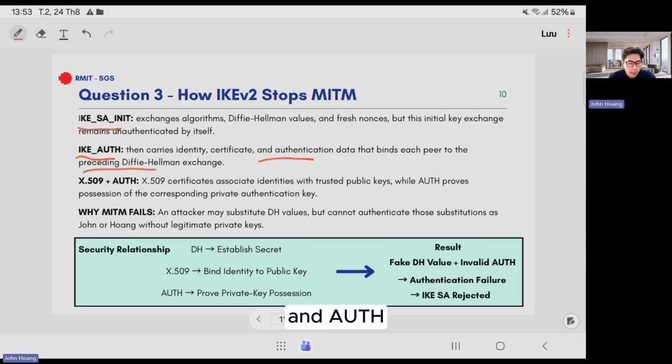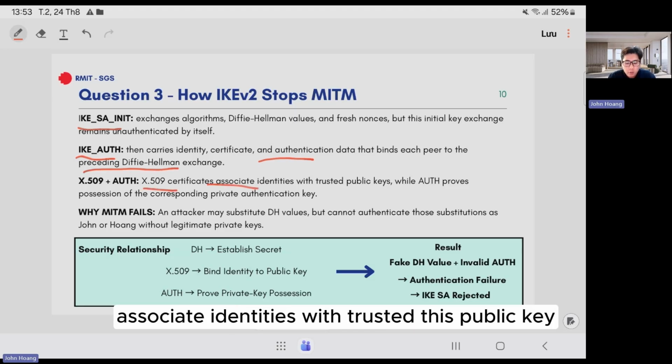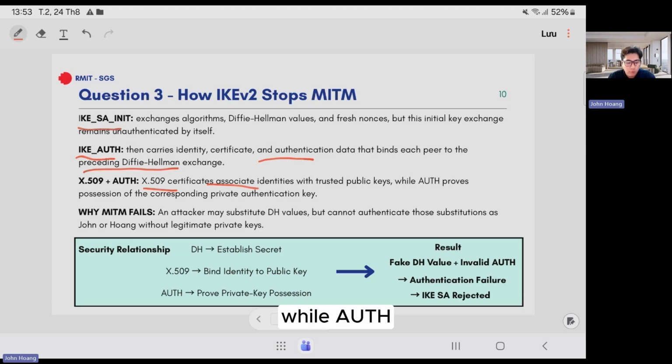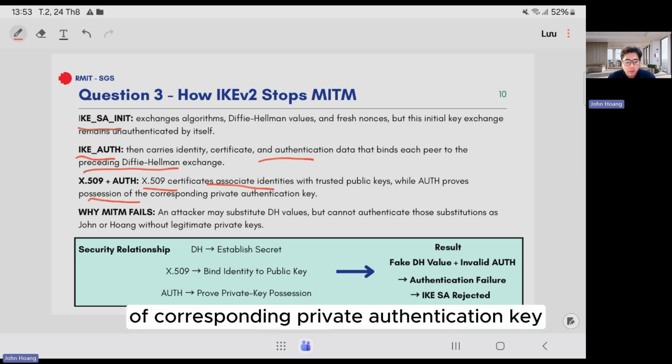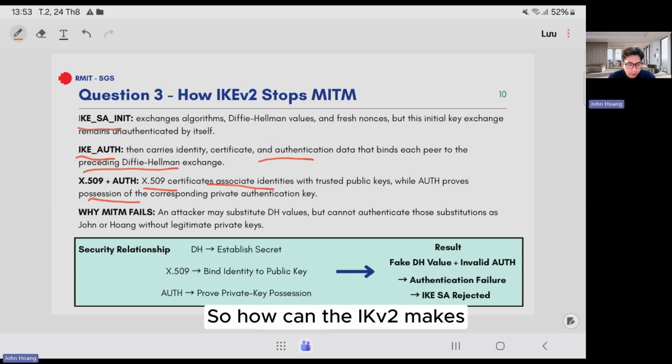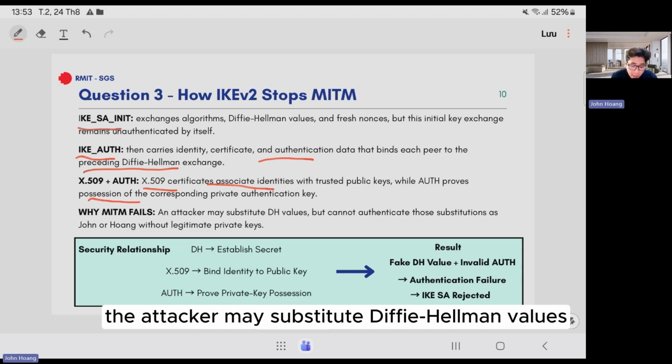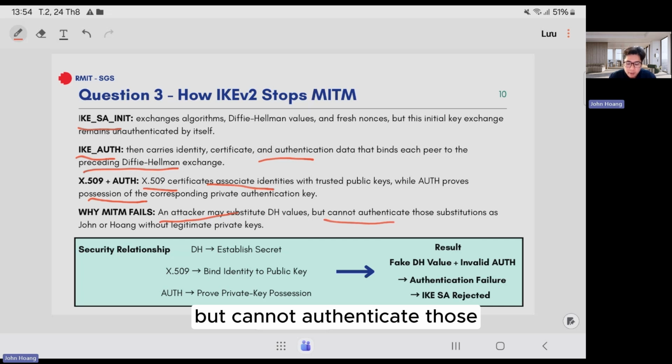With X.509 and AUTH, the X.509 certificates associate identities with a public key, while AUTH proves possession of the corresponding private authentication key. So how does IKEv2 make the man-in-the-middle fail? The attacker may substitute Diffie-Hellman values, but cannot authenticate those substitutions to John or Hoang without a legitimate private key.